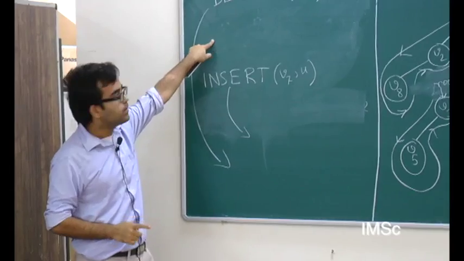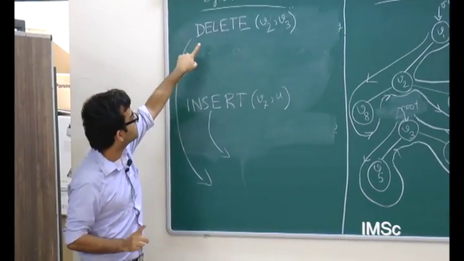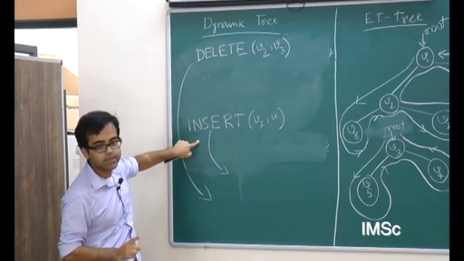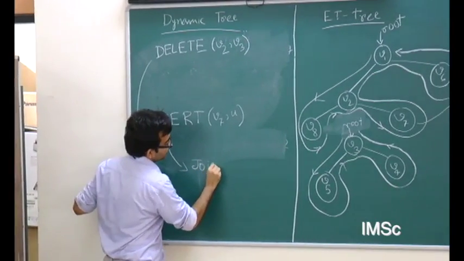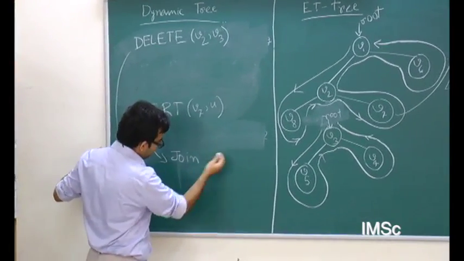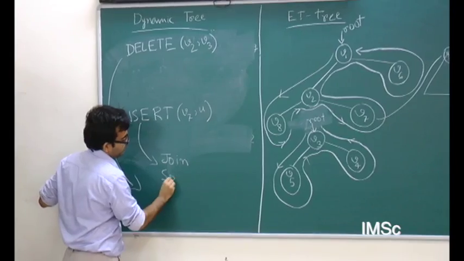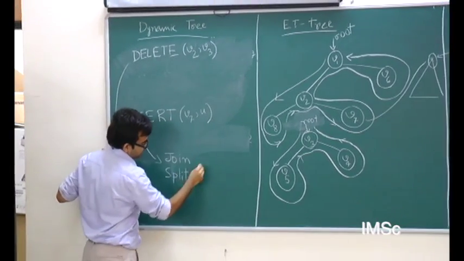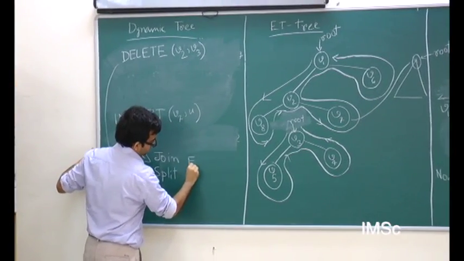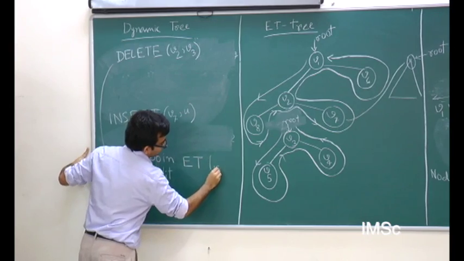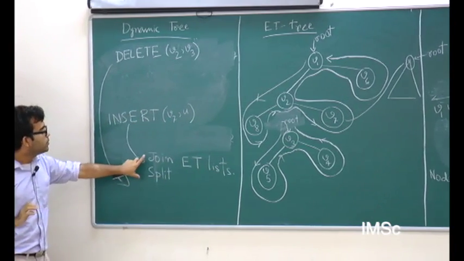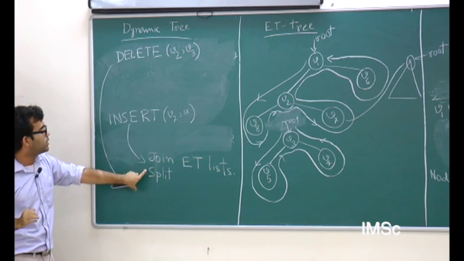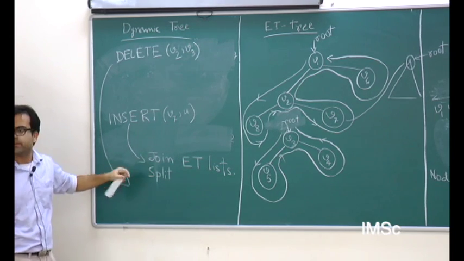So, the main observation here is, whenever you are deleting an edge or inserting an edge, basically what you are doing is, you are just joining two lists or splitting a list. That's it. Okay. And we know that, okay, if we have a doubly linked list, then we can join and split quite fast.